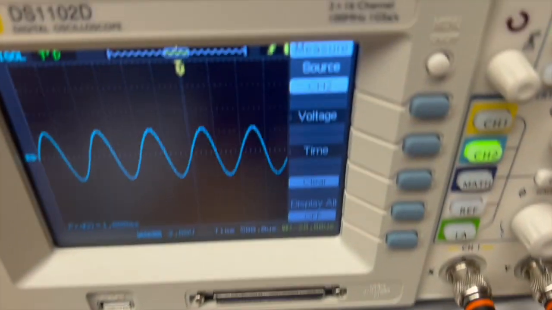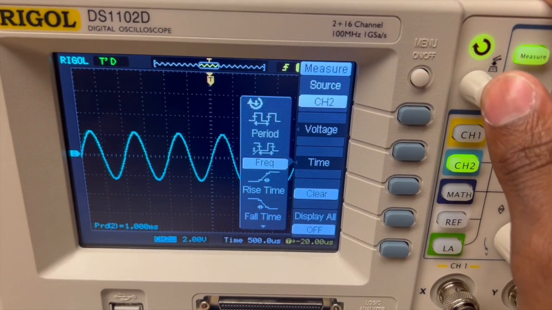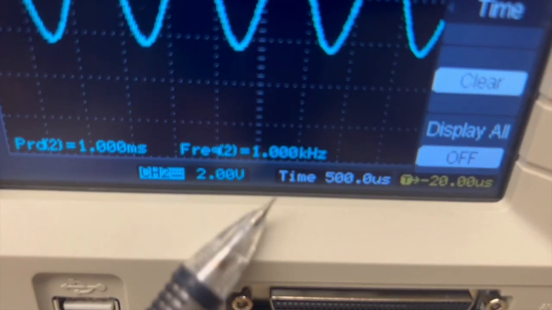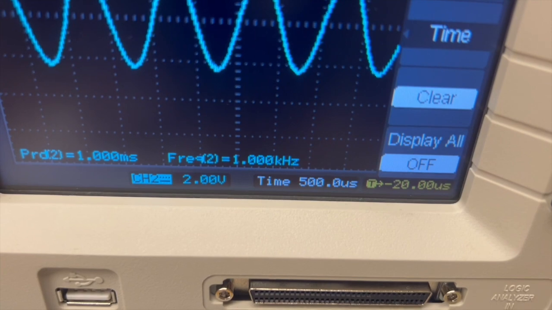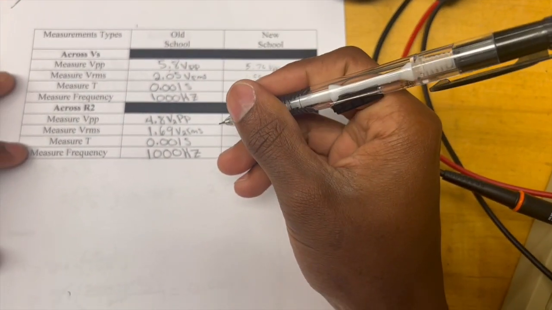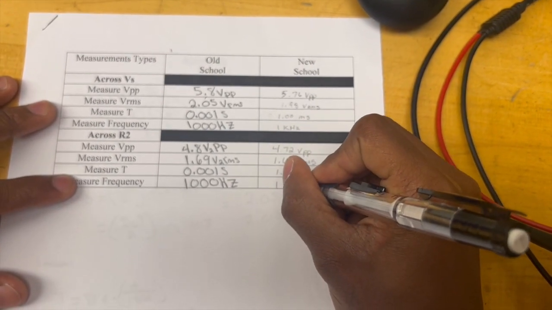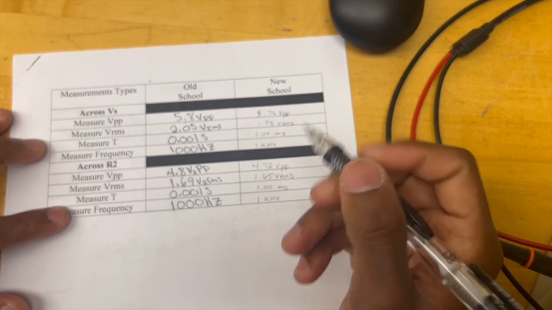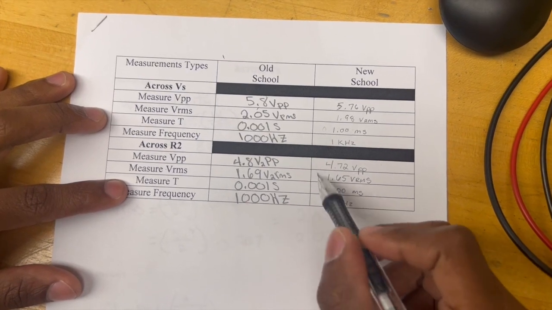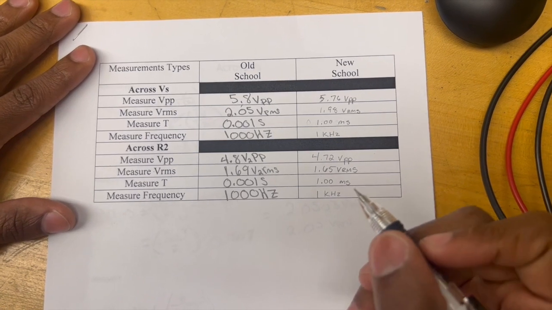Coming back over to the oscilloscope, gonna click time again. Gonna scroll down one time. That's going to be frequency. I'm going to click it, and it gives us 1,000 hertz, or 1 kilohertz. Now we're going to move right over here and record our information, which is 1 kilohertz. And then if you take a look again at our new school measurements, they're just about the same as our old school measurements.